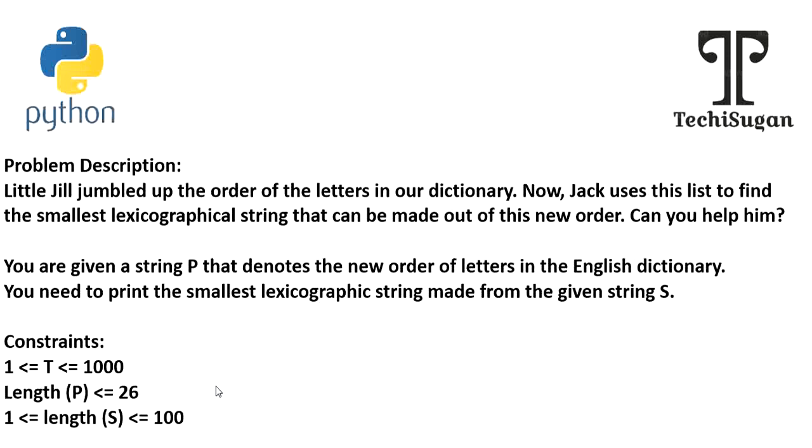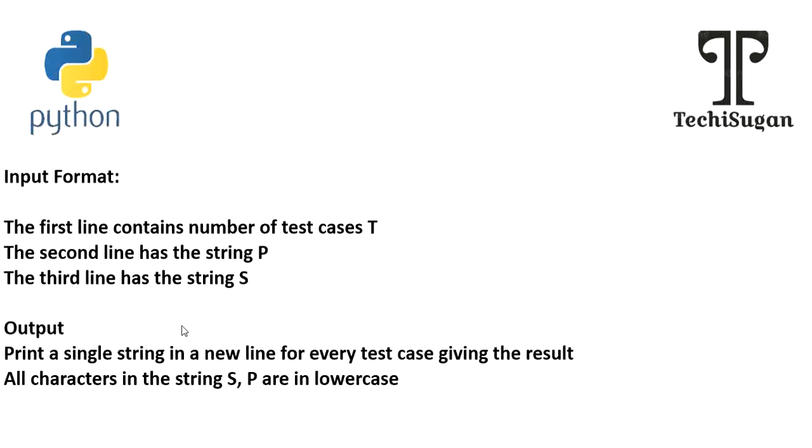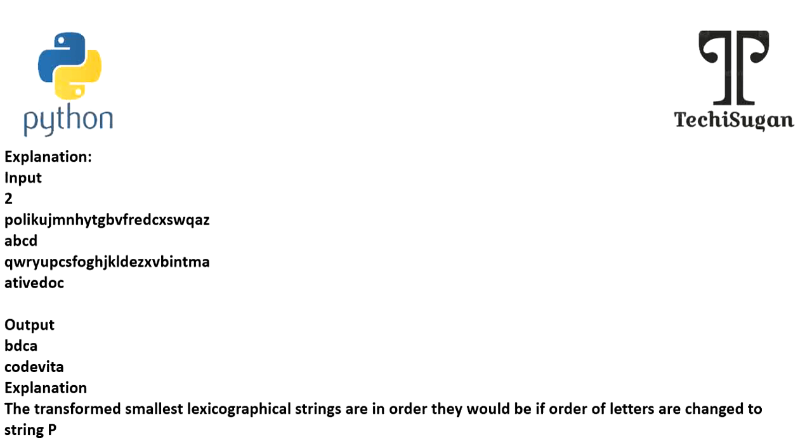We'll move further. Here they have given the input format. The first line contains the number of test cases. The second line is the P string, which is the new order that Jill has given, and the third line contains the string that we are supposed to arrange. Clear? Let us look at the input statement they have given.